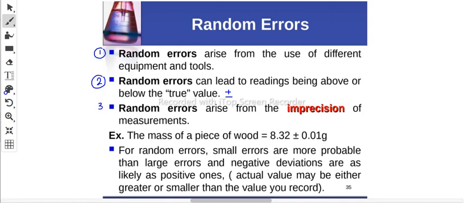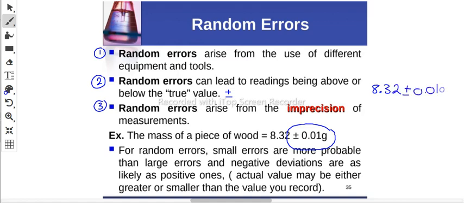Number 3, random errors arise from the imprecision of measurements. So it will affect how precise the values are compared with each trial. So inside this example, I have here the plus minus, which is the absolute uncertainty taken from the balance. So in this situation, I have a random error inside my mass of a piece of wood. Since I'm not certain whether it is 8.32 exactly, it could be between the 8.32 and it is a plus minus 0.01 gram.